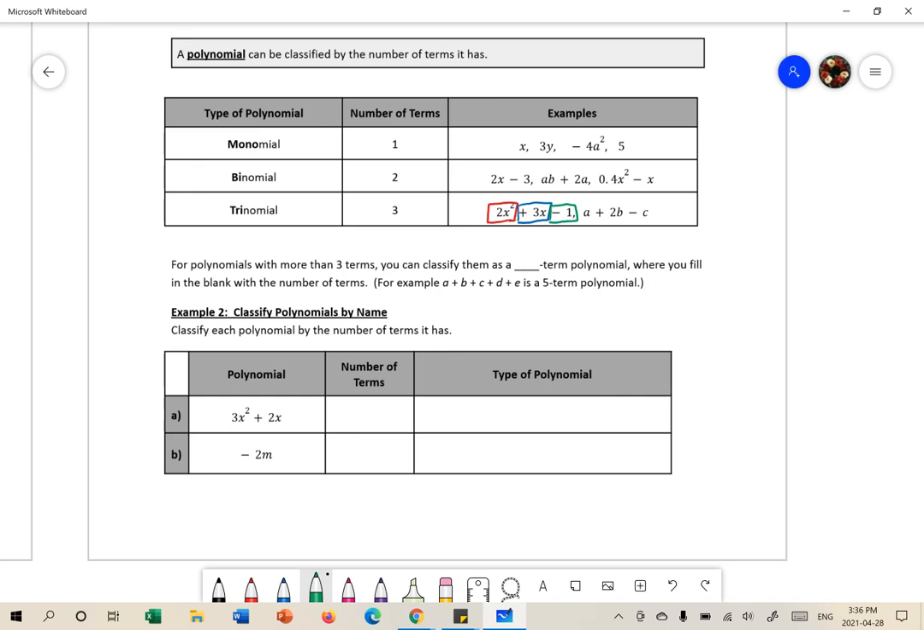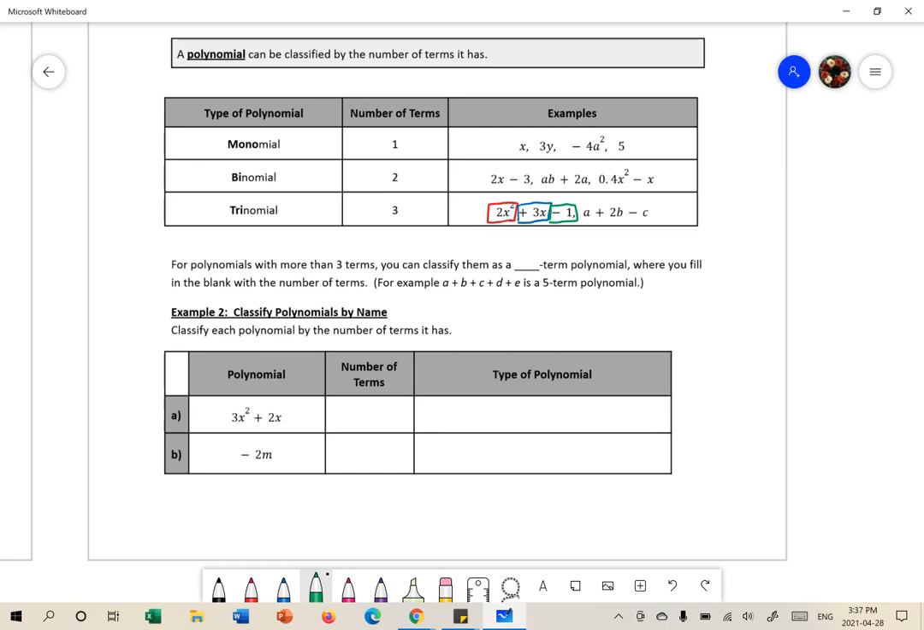So those are 3 terms inside this trinomial. For polynomials with more than 3 terms, you can classify them as fill in the blank with the number of terms. For example, a plus b plus c plus d plus e is a 5-term polynomial. It has 5 terms in it, so we just call it a numerical value 5-term polynomial.